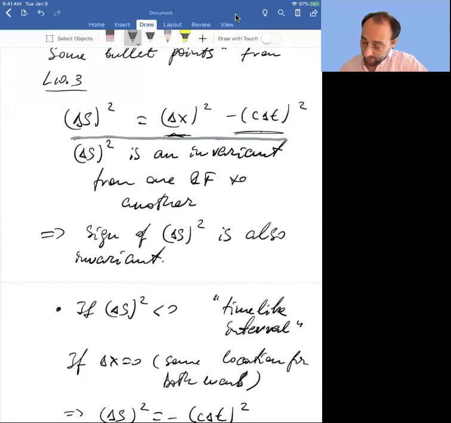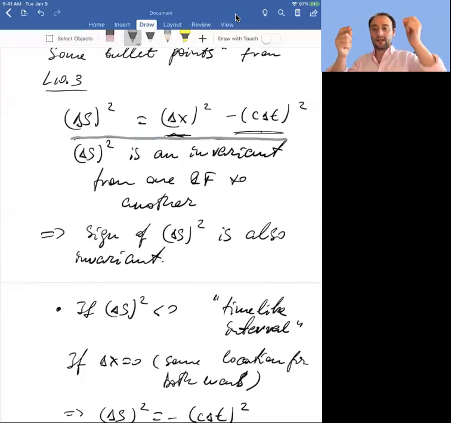But notice, if it's an invariant, the sign of this also has to be invariant, right? So if this is like the number minus 25, then it's minus 25 in all frames. So the sign of the space-time interval is also invariant. And therefore, it's a useful thing to do to classify space-time intervals depending on their sign.